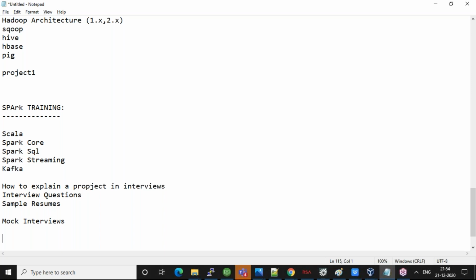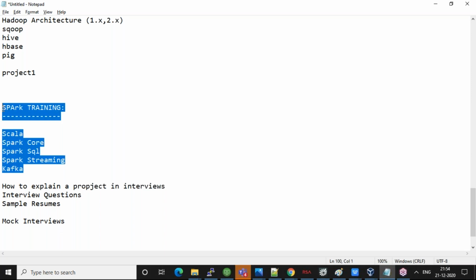Guys, any question, any silly question you can ask. So this complete Hadoop as well as Spark and Scala will be covered in 2 months. Yes, total 2 months, because Spark and Scala alone will take more time. That's why we need to cover more examples.